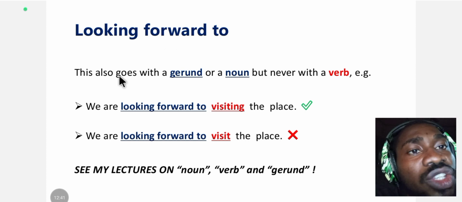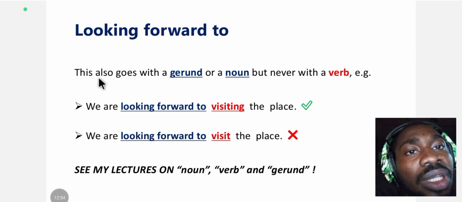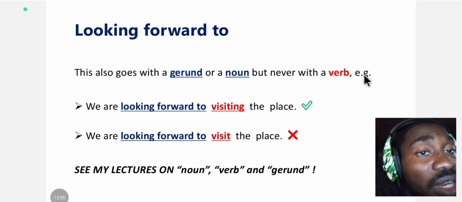"Looking forward to." This also goes with a gerund or noun, just like "with a view to" and "in view of." This also goes with a gerund or noun, but never with a verb, a base verb. For example, "We are looking forward to visiting the place." "Ing" form, gerund.